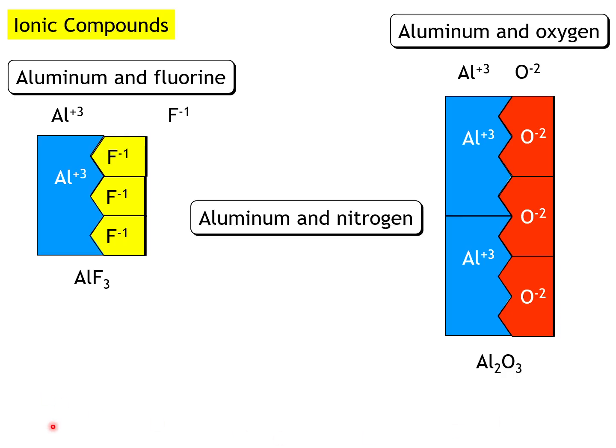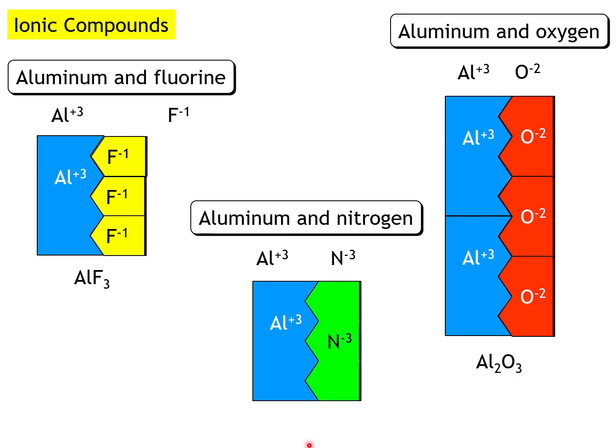And then we do aluminum and nitrogen. Aluminum is +3. Nitrogen is in group 15, so its common oxidation number is -3. You can see just looking at it, they already cancel each other out, so we know we're just going to need a 1-to-1.